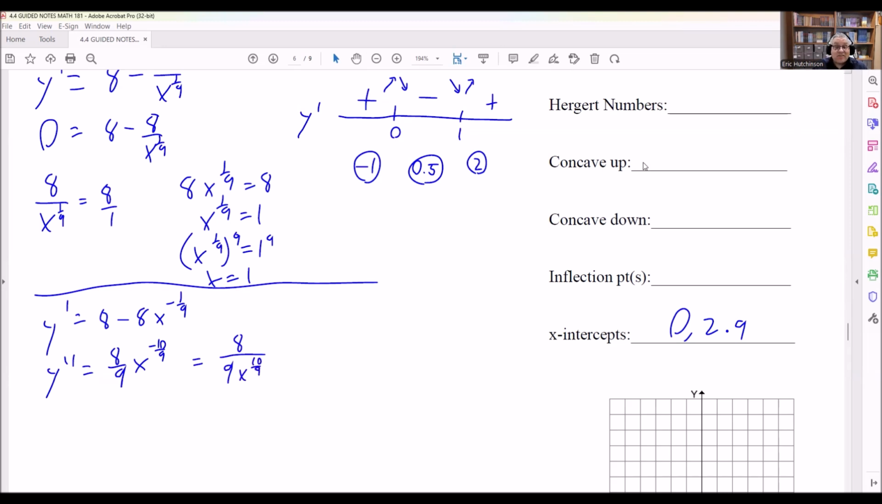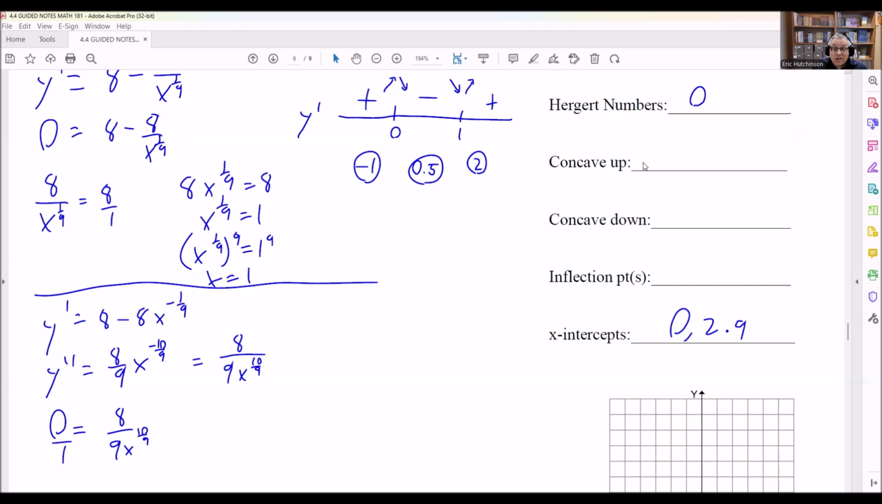What we notice about this is that 0 is going to make the second derivative undefined, which means that's going to be one of our inflection numbers. Okay, so we'll get a 0 for that. The other way that we find inflection numbers is by setting the second derivative equal to 0. So we're going to do 0 equals 8 over 9 x to the 10/9. We can do 0 over 1 here.